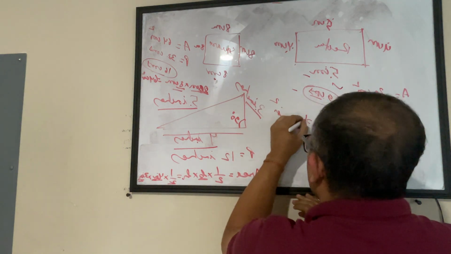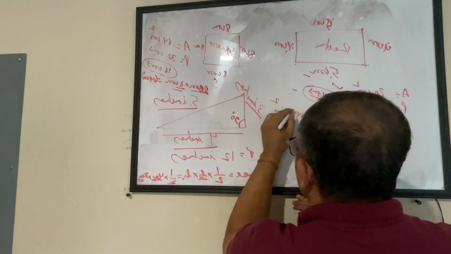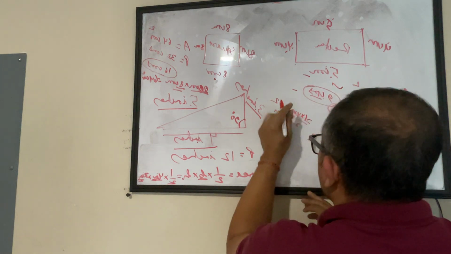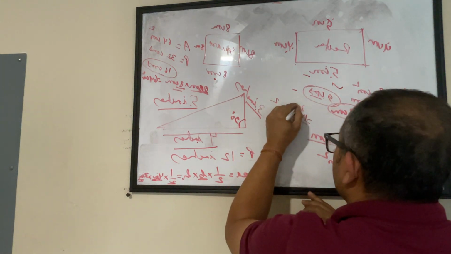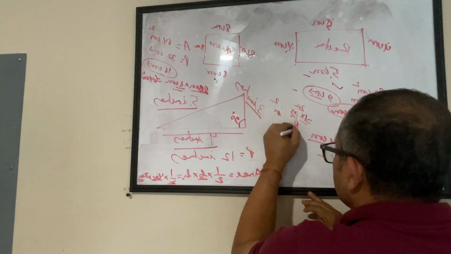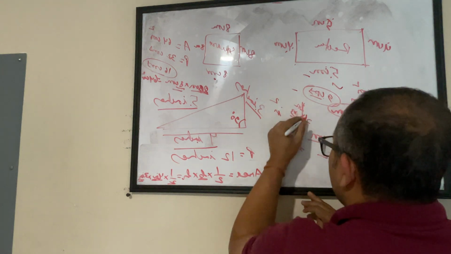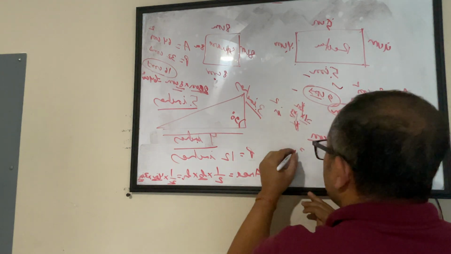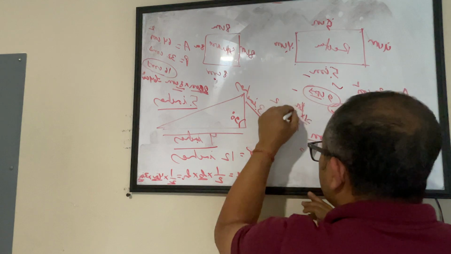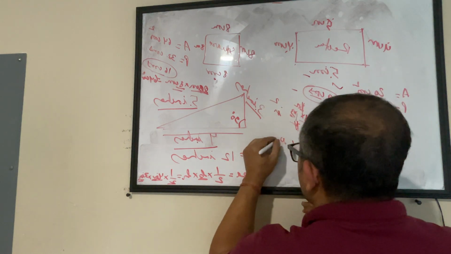And half, 1 into 4 into 3 divided by 2. Now this 4 I can write as 2 into 2. So I can do tic-tac-toe. This 2 and this 2 gone. What I'm left with? 1 into 2 into 3. So 1 into 2 is 2. 2 into 3 is 6. 6 inches square.